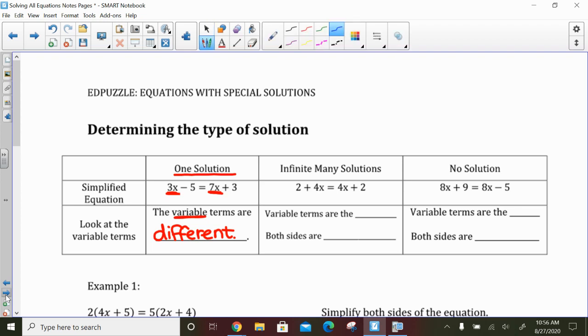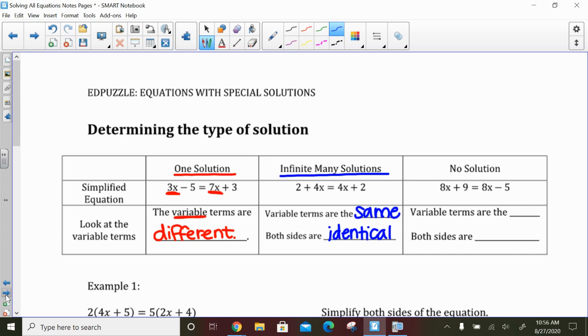Okay? If you first start off and just look, I have a 2 and a 2 and a 4x and a 4x. Everything about that is the same. Okay? So your variable terms are the same. I have 4x and 4x. And both sides are identical. Okay? So if my variables are the same and then everything about it is the same, I will have infinitely many solutions.